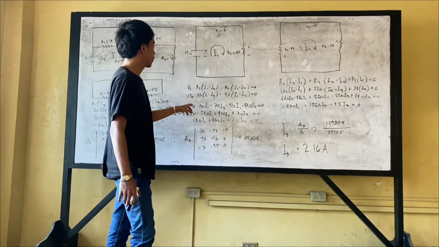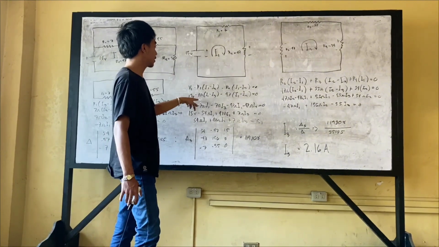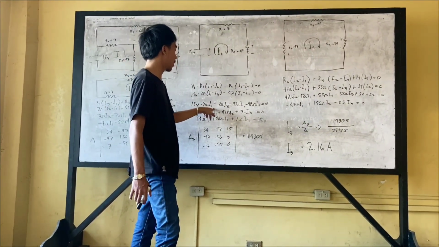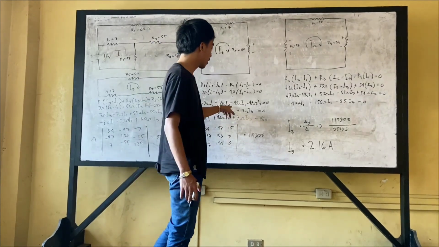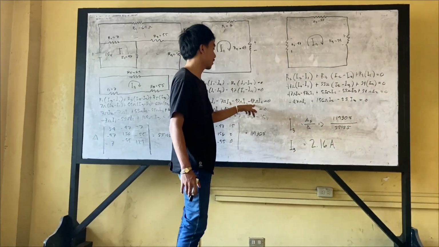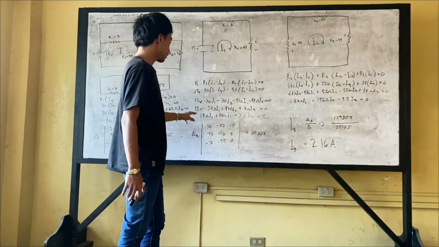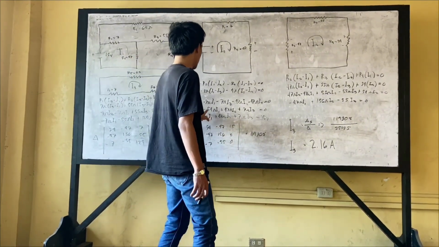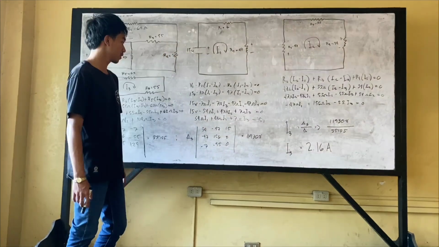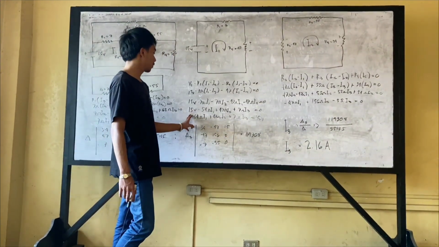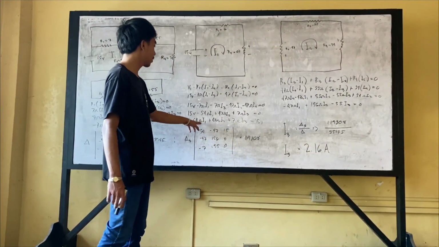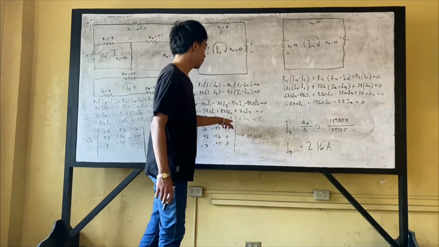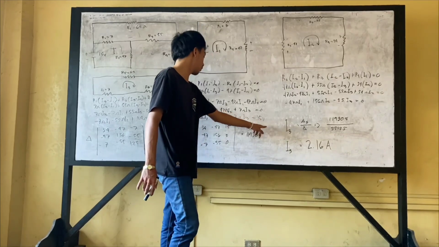Then we will plug in our resistance to our current. So 15 volts minus 7 ohms of I1 minus 7 ohms of I3, and 47 ohms of I1 and 47 ohms of I2. Then we will add our I1. So we will transpose our 15 volts. So 54 ohms of I1 plus 47 ohms of I2 plus 7 ohms of I3 equals 15 volts.